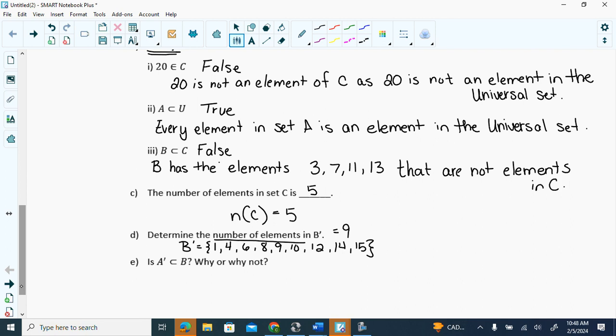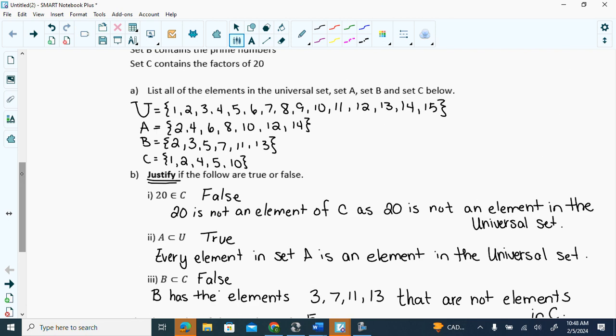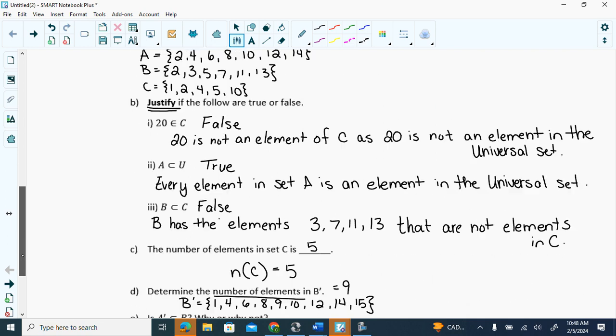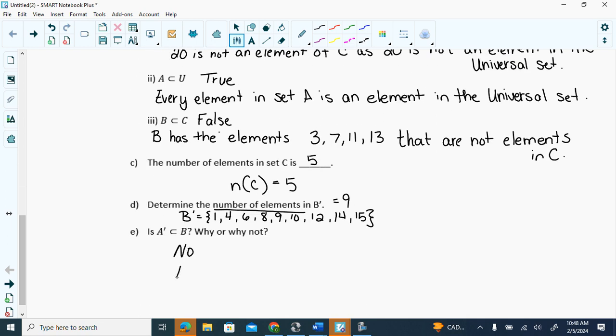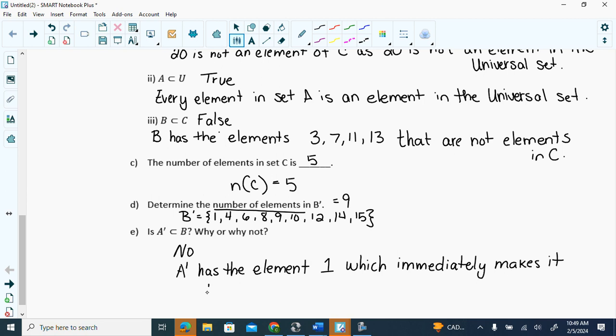Is the complement of A a subset of B? The complement of A would be 1. Immediately we're done. Right? The complement of A has 1 in it, B doesn't. It's completely done. So no. The complement of A has the element 1, which immediately makes it not a subset of B.